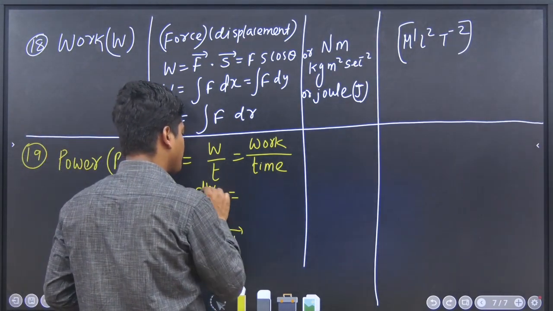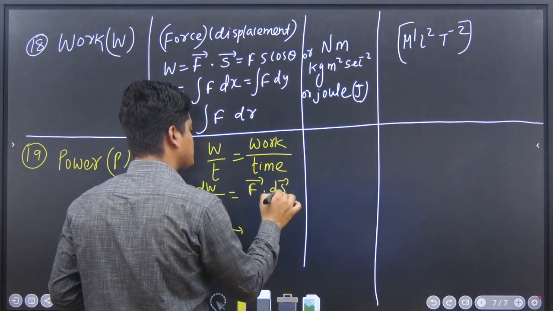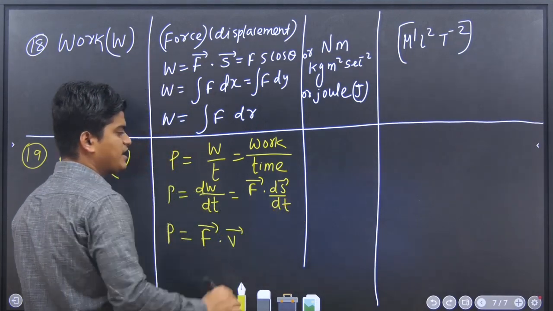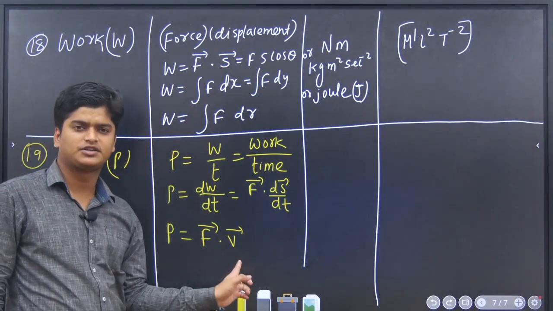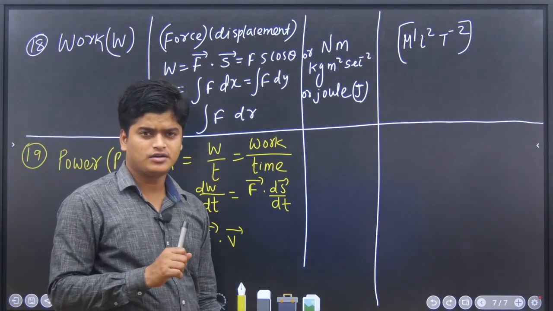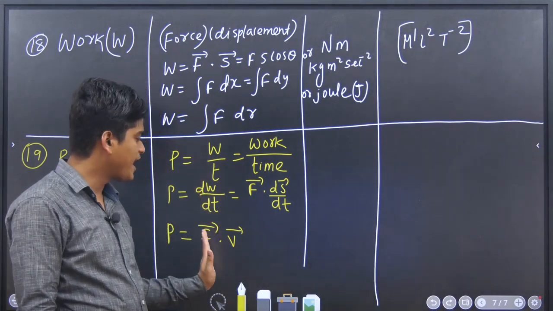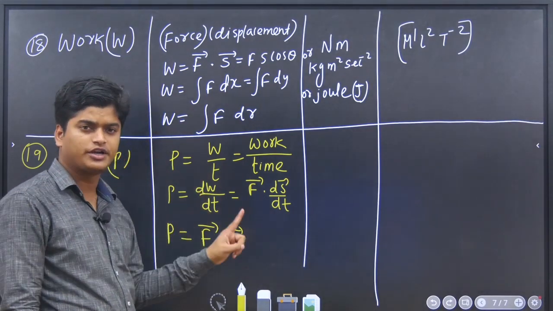So why is it coming? Because dW is nothing but F dot ds, and if I take dt to this side, it becomes ds by dt. ds by dt is nothing but velocity, which is v vector. So power is the rate of work done, work done by time, or you can write F dot v, the dot product of force and velocity.